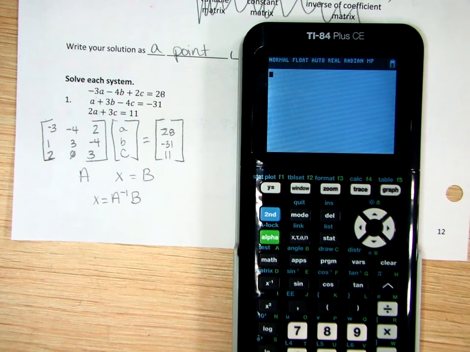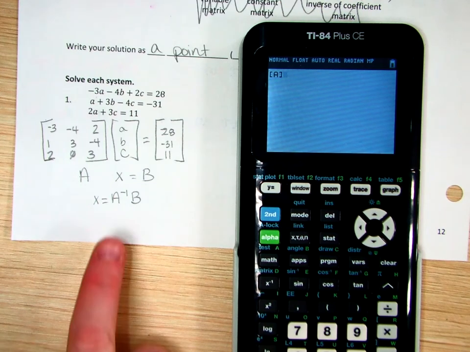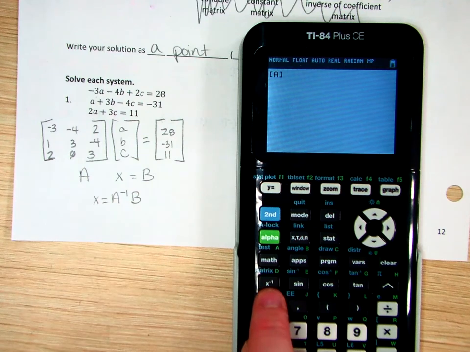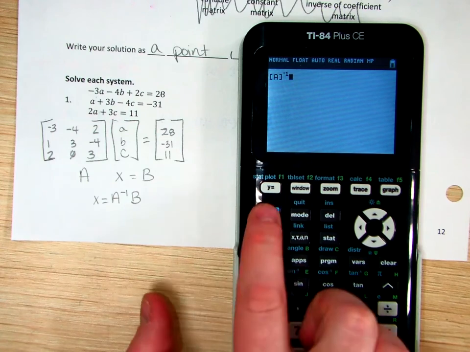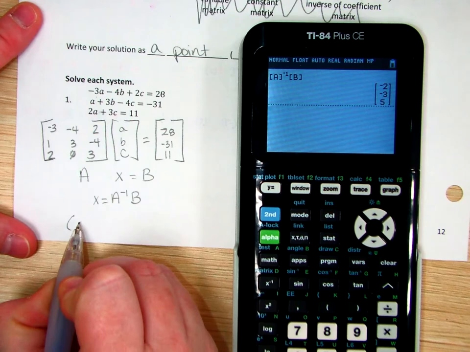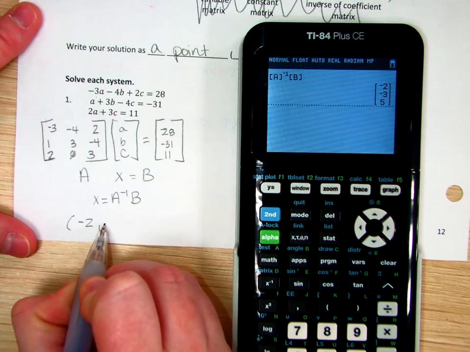And now I'm going to call up my matrices. So second, x^-1. I'm going to hit 1 or enter. And that gets me my A. Now I need this -1, which is this button right here, the x to the -1. And I'm going to call it matrix B. Go second, x to the -1, 2, or enter. And there's my answer. So your answer written as a point is (-2, -3, 5).